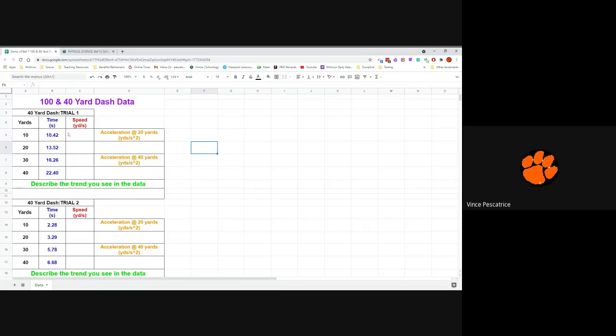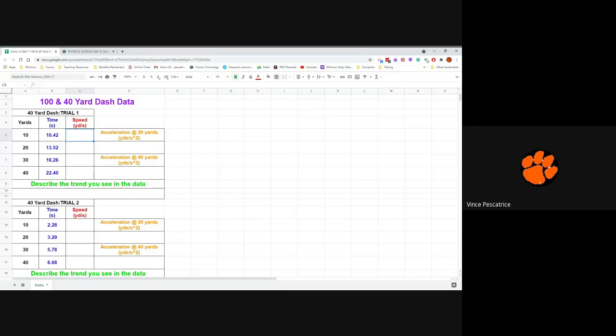So first up, speed. If you remember, speed is equal to the distance divided by the time. I have a distance in yards, and I have a time in seconds. You could by hand do distance 10 divided by time 10.42 and get an answer. However, you can make the computer do that for you and save yourself a whole lot of time.